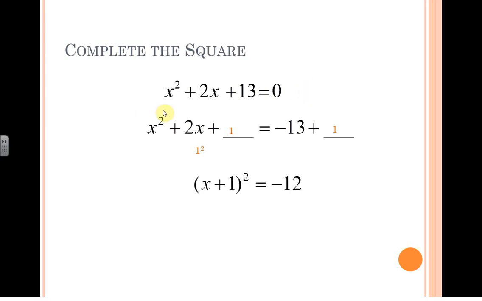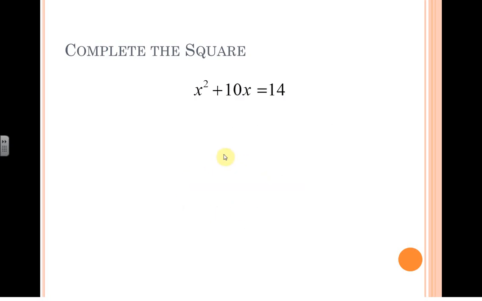The whole purpose of doing this is so you can write it back to that first slide I talked about as a binomial squared. Because if you were to factor this, you would get x plus 1 times x plus 1, which is the same thing as x plus 1 squared. In algebra, you kept going. In this case, it would be an imaginary answer because you can't have a square root of a negative. But I was just showing you how to complete the square. This is what we're trying to do in geometry.